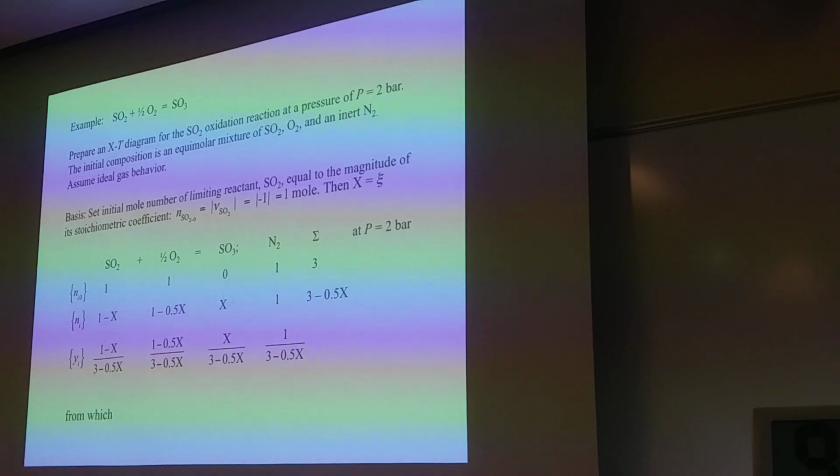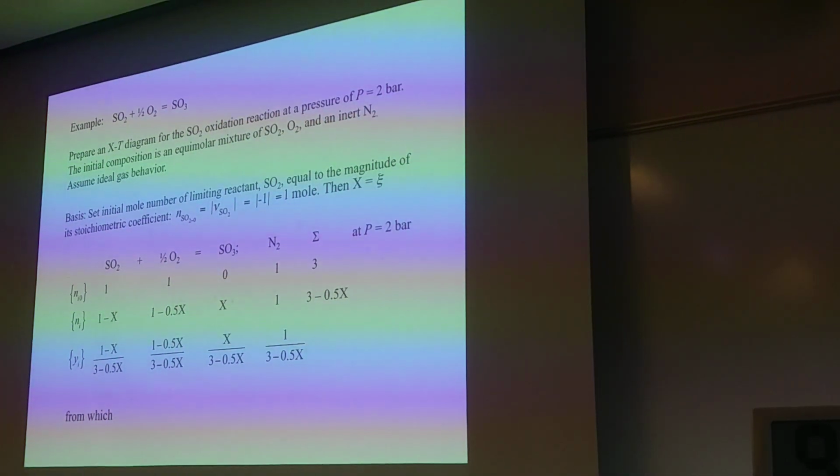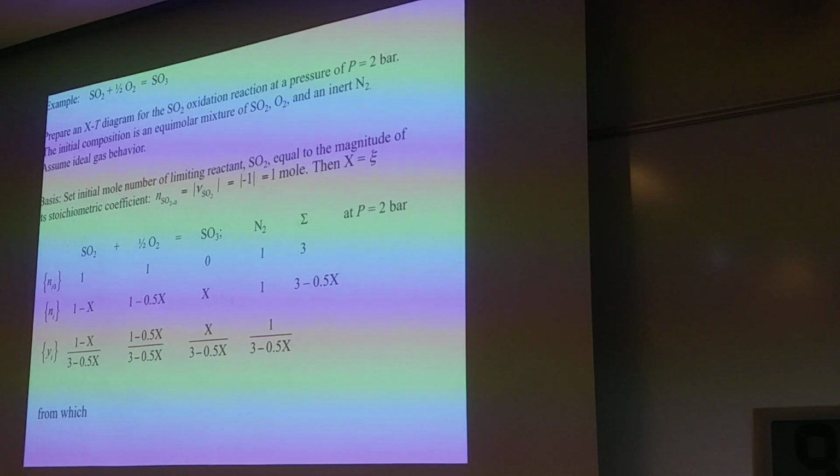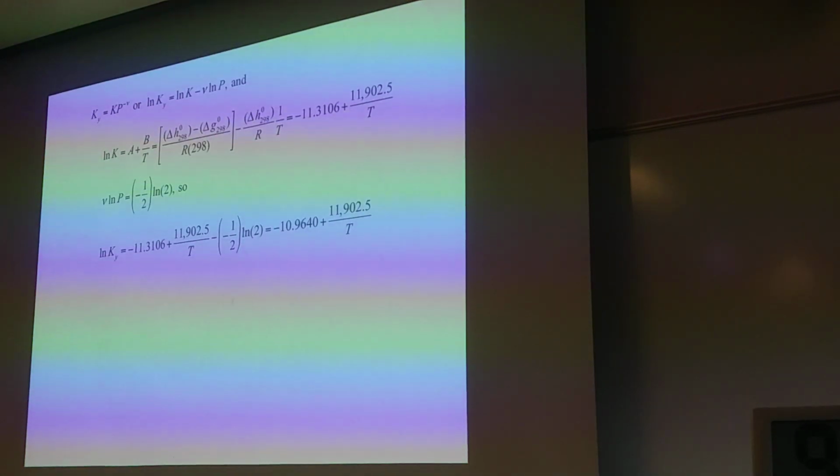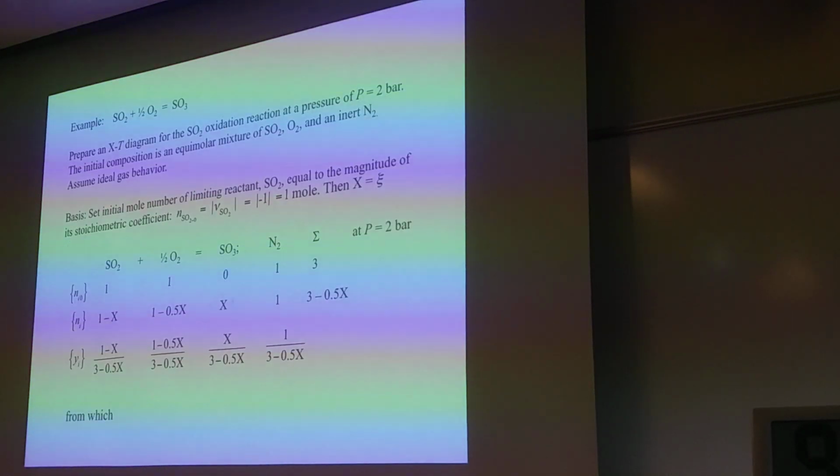So we choose a basis now again such that xi is going to be equal to x. Evidently here SO2 is going to be our limiting reactant, and so the stoichiometric number for that is 1 over 1, or just 1. So we take a basis of 1 mole of SO2, and under those conditions x is equal to xi.